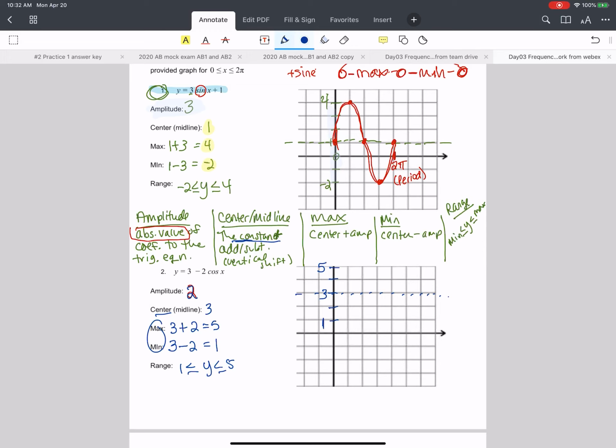Now to graph this, I'm going to graph this also in red. I know that this is a cosine, but it's a negative cosine. So that means it's a reflection, so everything's a little bit backwards. You know how we normally go max, O, min, O, max? This time it's min, O, then max, O, then min. Starts and ends the same. So I start with min, O, max, O, min.